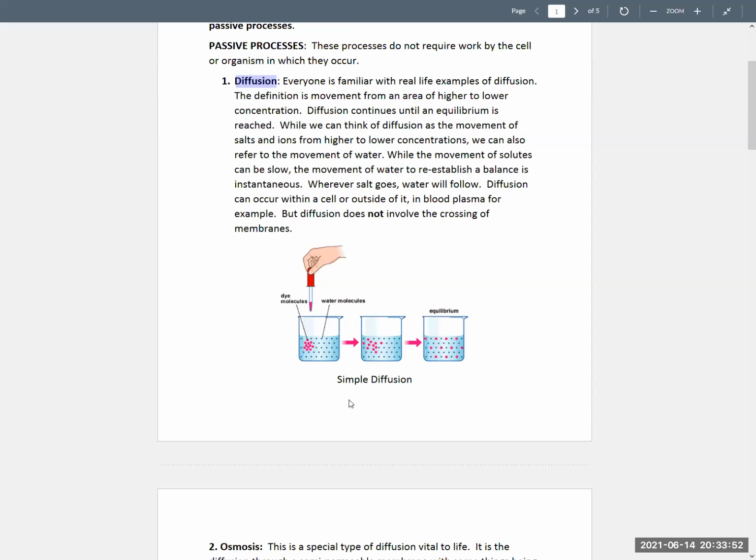This rather simplistic diagram shows simple diffusion. Here's the drop of dye going in here, spreading out, or if the word was separating, I understand, until it's equally dispersed and has reached equilibrium. Movement from an area of higher to lower concentration until equilibrium is reached.